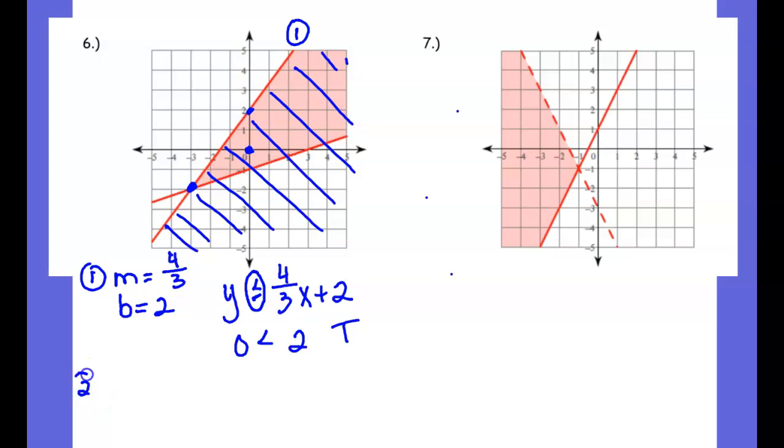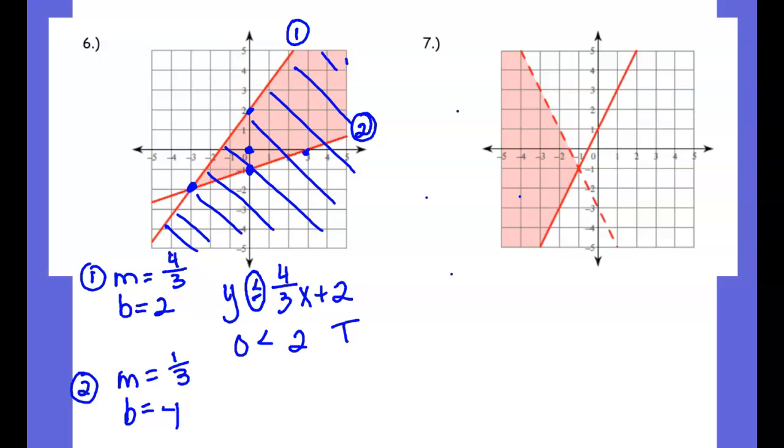And our second inequality, let's look at the line here. We've got our slope and our y-intercept. The y-intercept is at negative 1 right here. And our slope, we're going to rise 1, 1, 2, 3. It looks like our slope is 1/3.